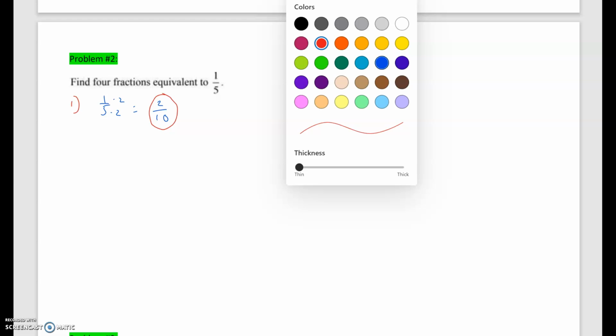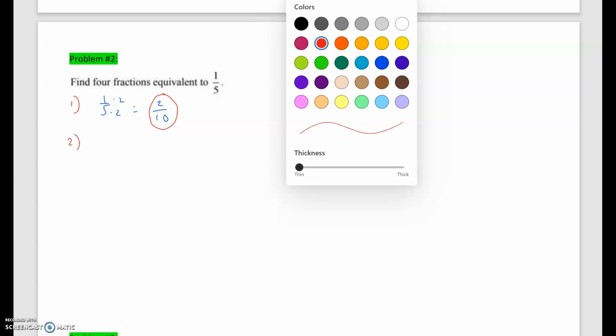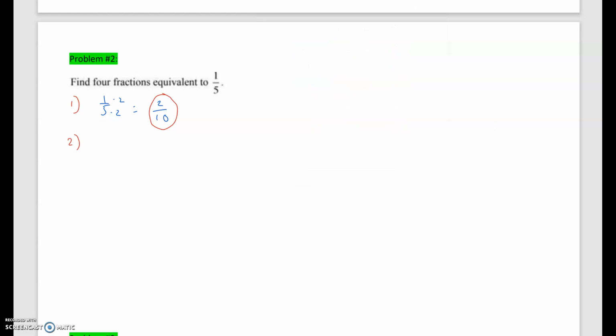And then for number 2, I have 1/5, and I'm going to multiply it top and bottom by 3. This is supposed to be a 3.